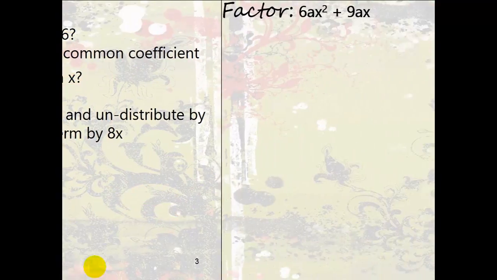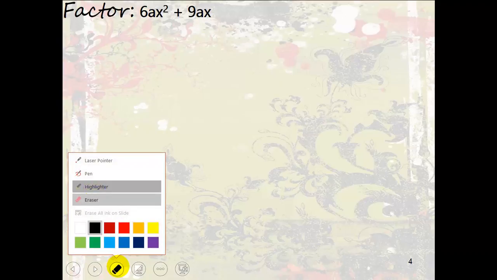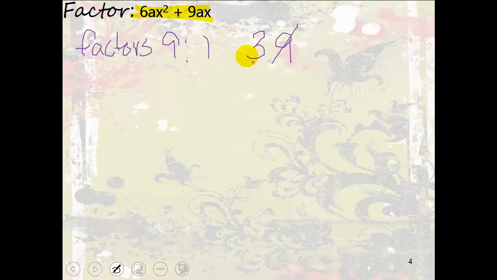We're going to factor 6ax squared plus 9ax. This is what we're factoring. Does 6 go evenly into 9? No. So now we're going to look for factors of 9. It's 9 and 1, that doesn't work, and 3 and 3. Well, 3 works. So our GCF has to include a 3.